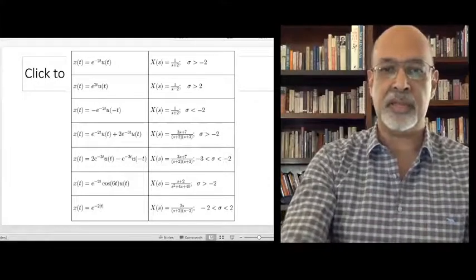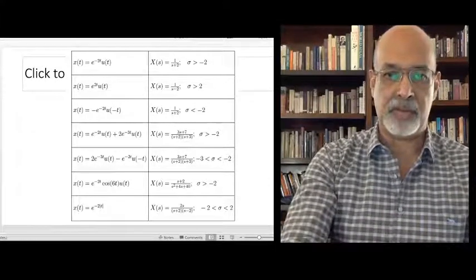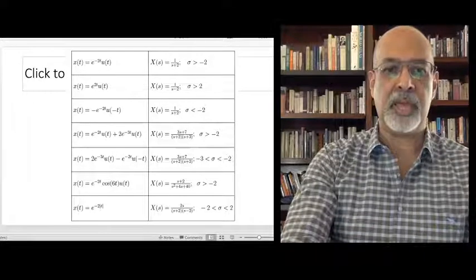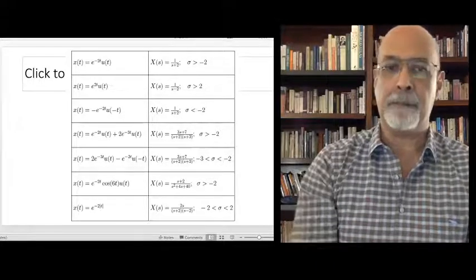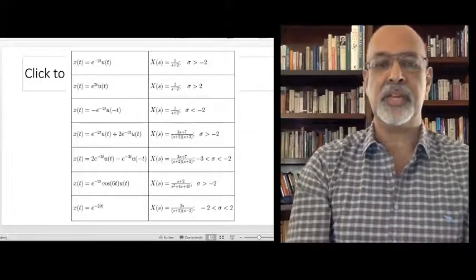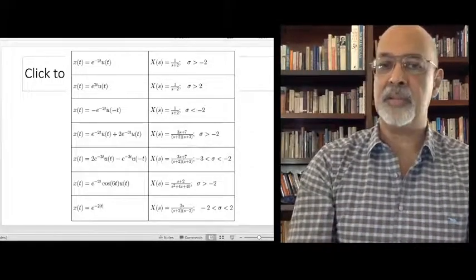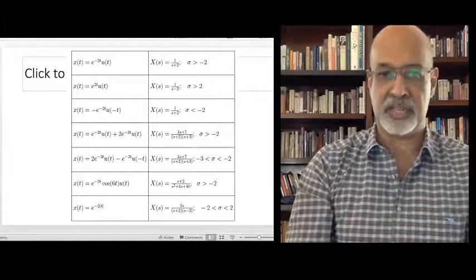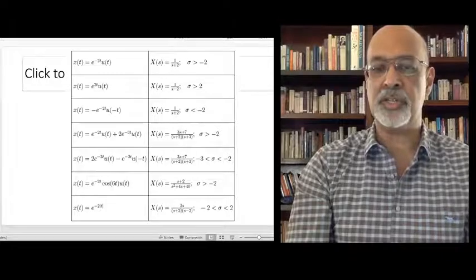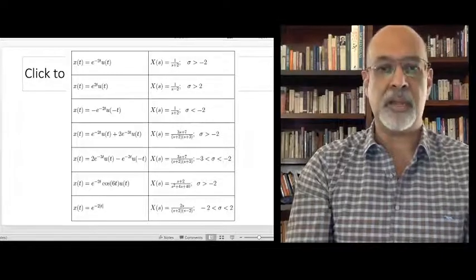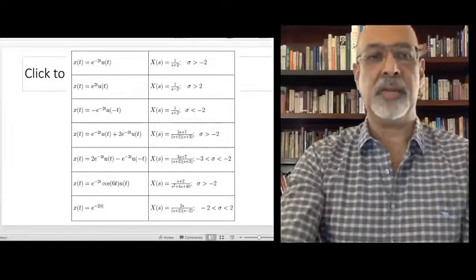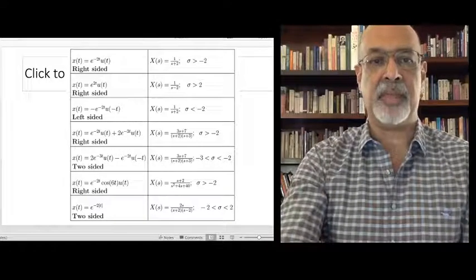And then we had these particular ones where we had two exponentials. If you look at the third one from the bottom, that's 2e to the minus 3t u of t minus e to the minus 2t u of minus t. And for that, we got a region of convergence that was between minus 3 and minus 2. So let's take a look at these and notice something.